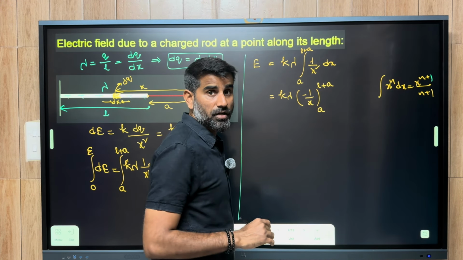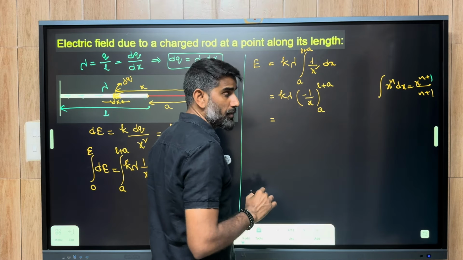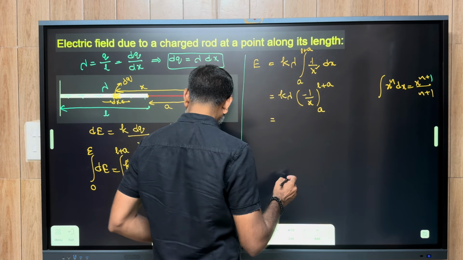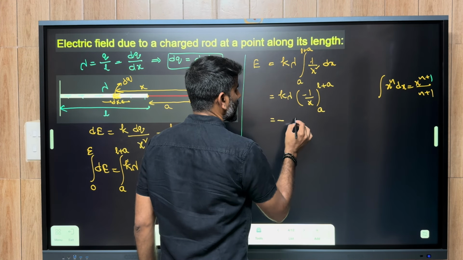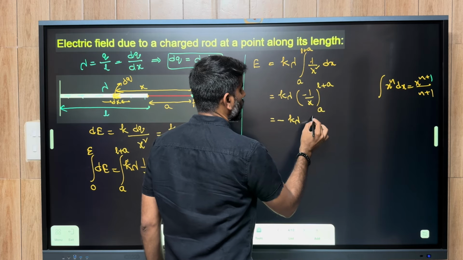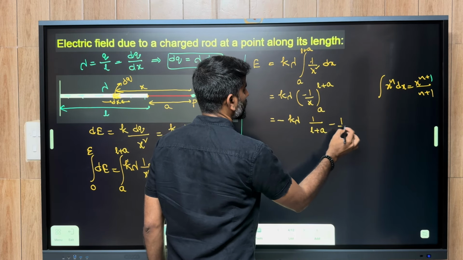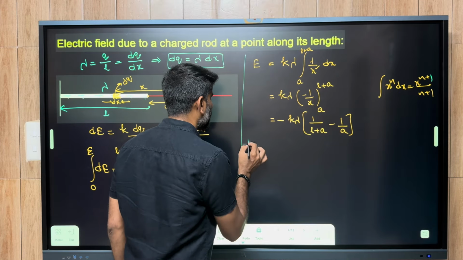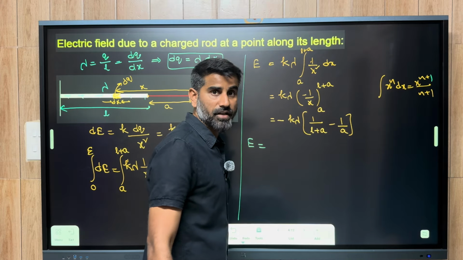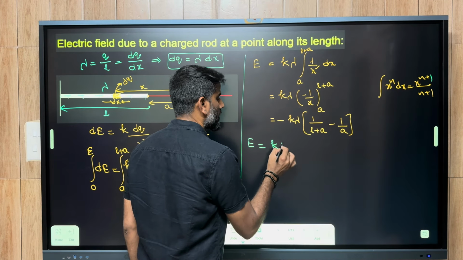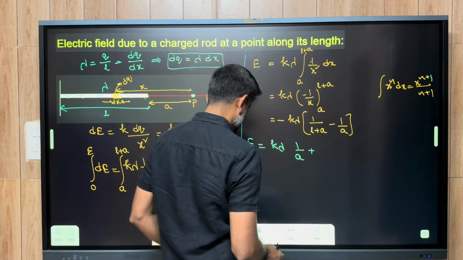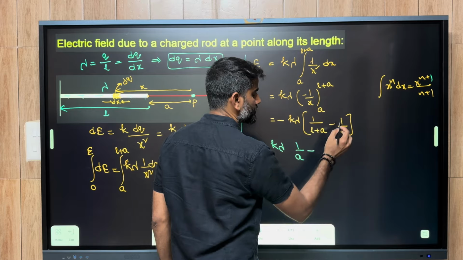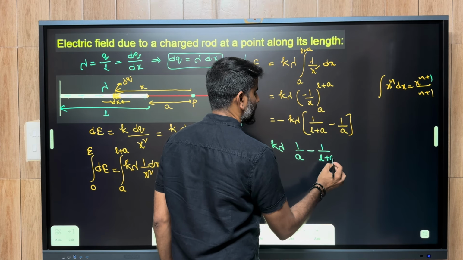If I use the limits, first I'm going to substitute the upper limit: minus k lambda times 1 by l plus a, minus 1 by the lower limit. Now the final expression will be e is equal to, if I multiply this negative sign, what am I getting? k lambda times 1 by a minus 1 by l plus a.